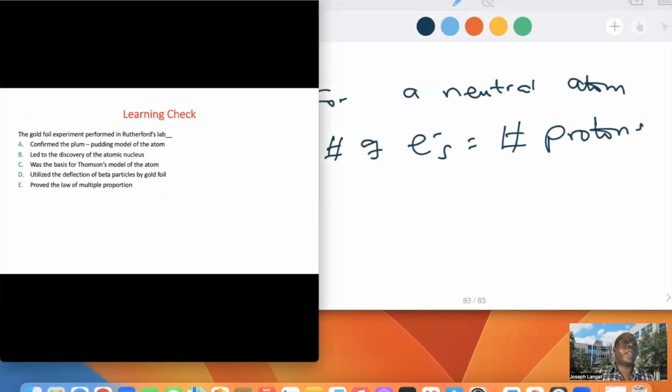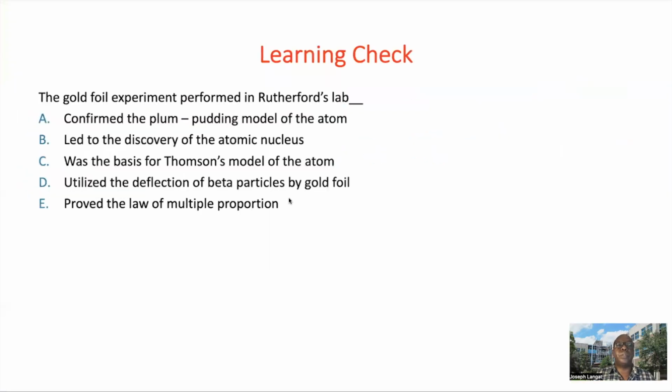Here is a learning check problem on Rutherford's coil experiment. The coil experiment performed in Rutherford's lab confirmed the plum pudding model, led to the discovery of the atomic nucleus. Sounds good. Was the basis for the Thomson model of an atom? Nope. Thomson came much earlier, before Rutherford. Utilized the deflection of beta particles by coil? No, he did not utilize that.